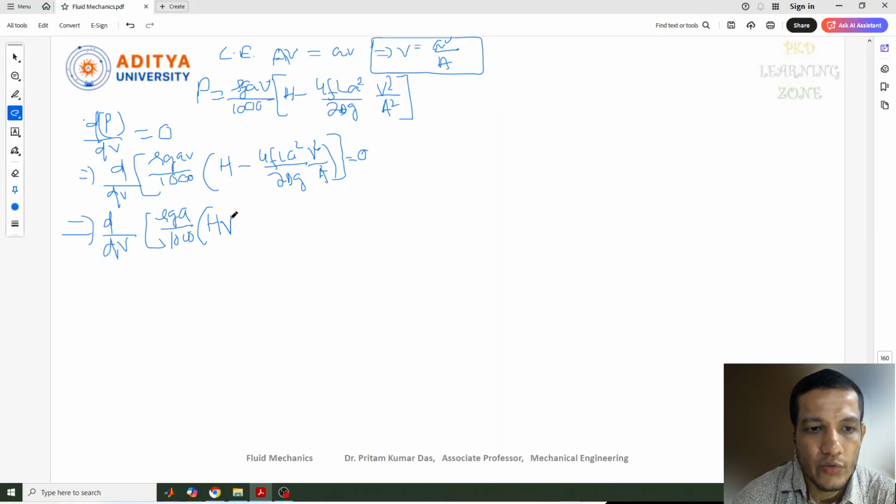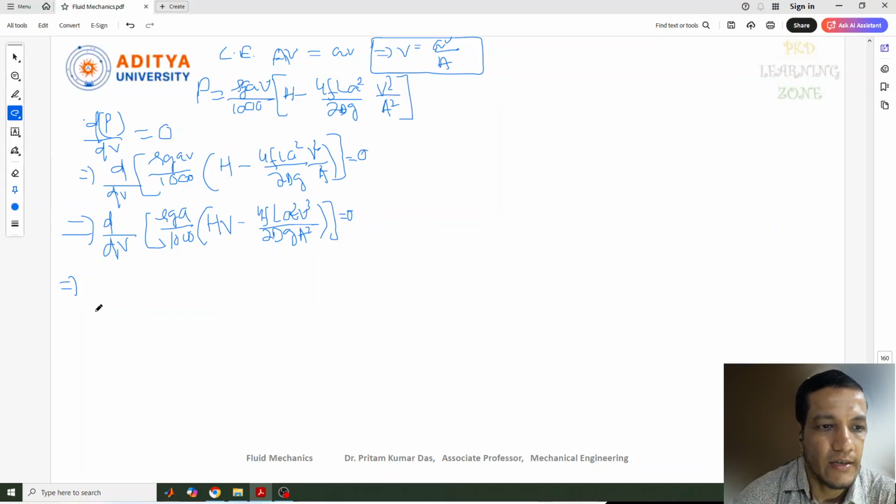So hb minus 4fl a square, here vq will be there, and the denominator 2dg by capital A square, bracket close equal to 0. Next, we need to do the derivative of this. So this is the constant term. What we can get, we can just write it here, rho g a by 1000. This is the constant term that was there.